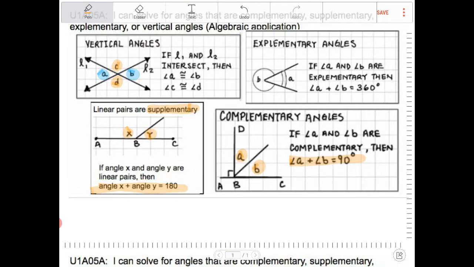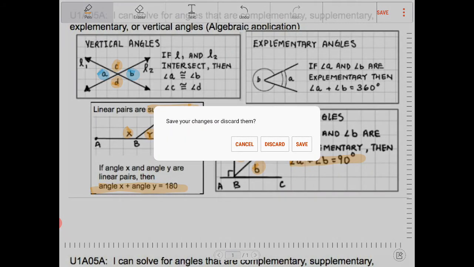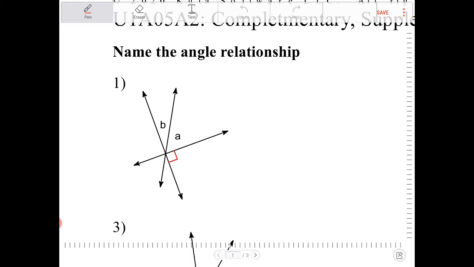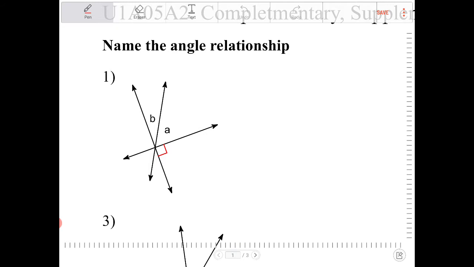Let's take a look at some examples on how we can apply this. This is just like some of the problems that you are going to be asked to solve. So in this case, for question number 1, you're asked to name the angle relationship. Let's do that. The angle relationship here is if I have angle A and angle B, angle B and angle A rather, I got it backwards.